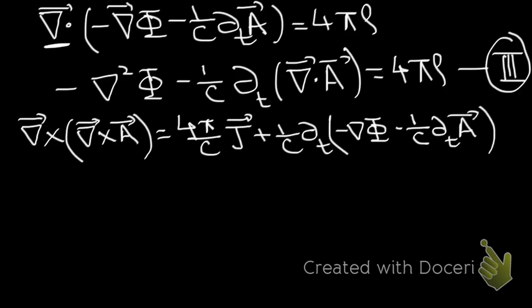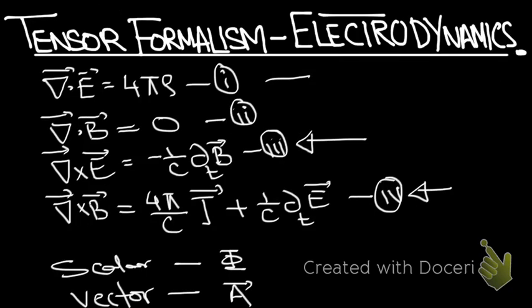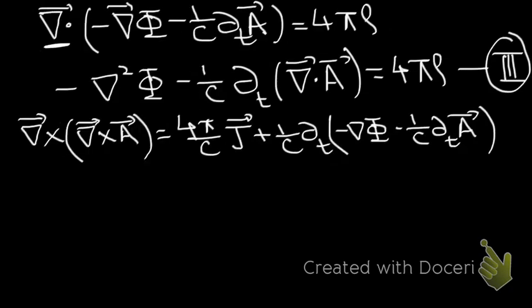Right, so all I have done so far is substitute in Maxwell's equation 4 over here. I have substituted the value of B and E from here. So B is this and E is this, right? Okay, so let's move on and simplify this a bit more.